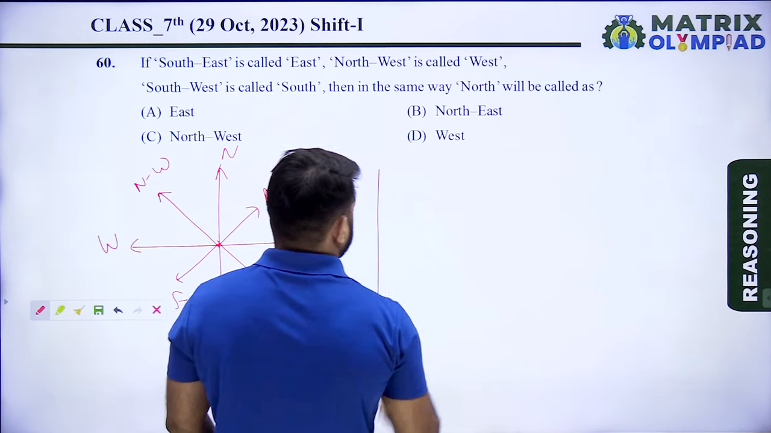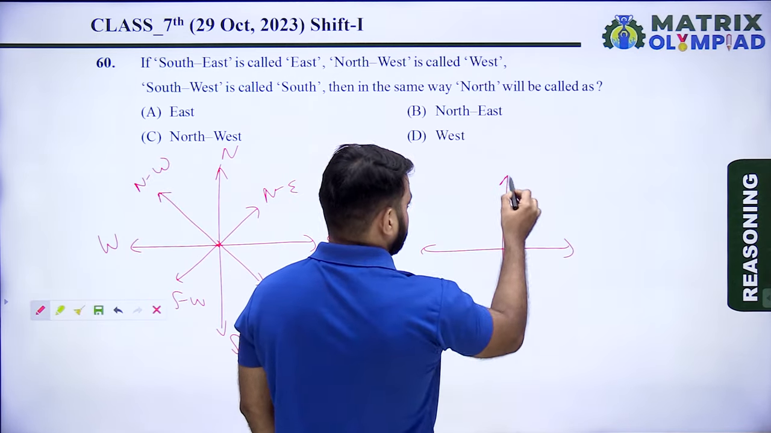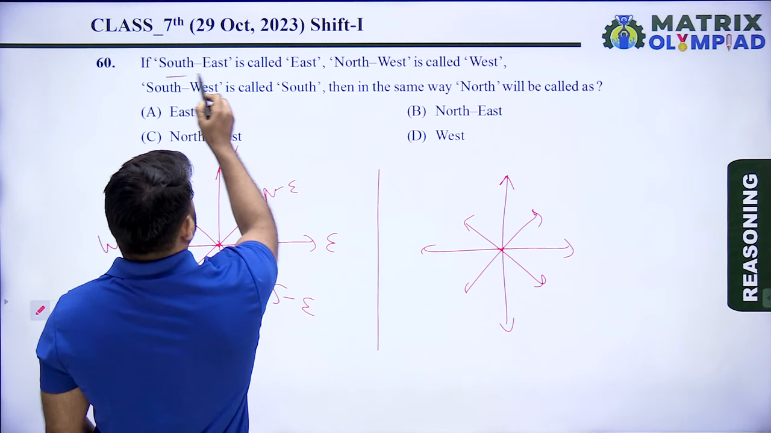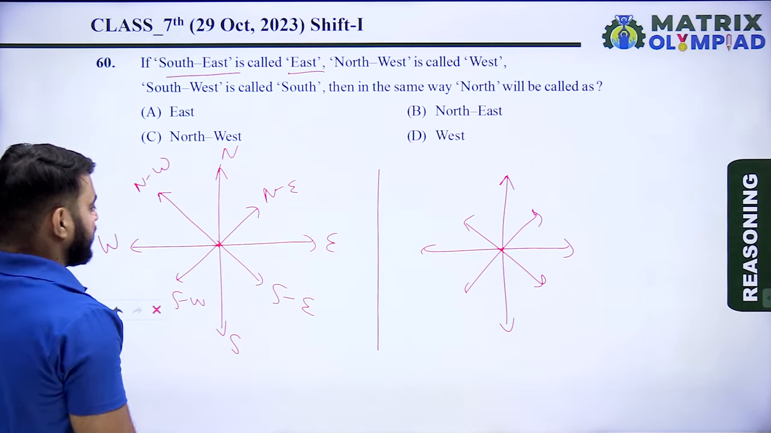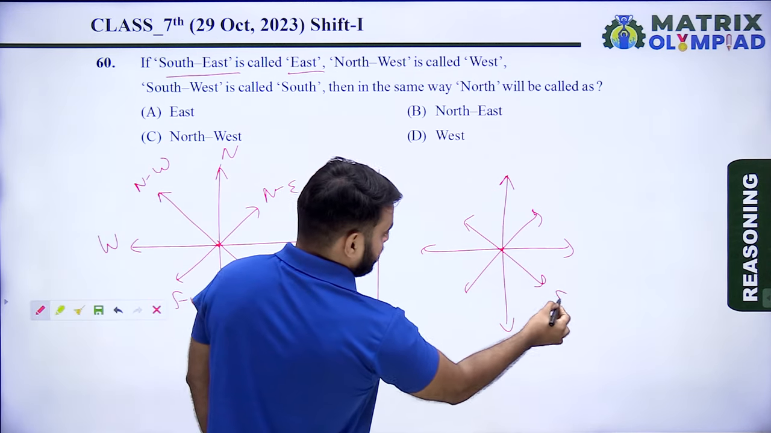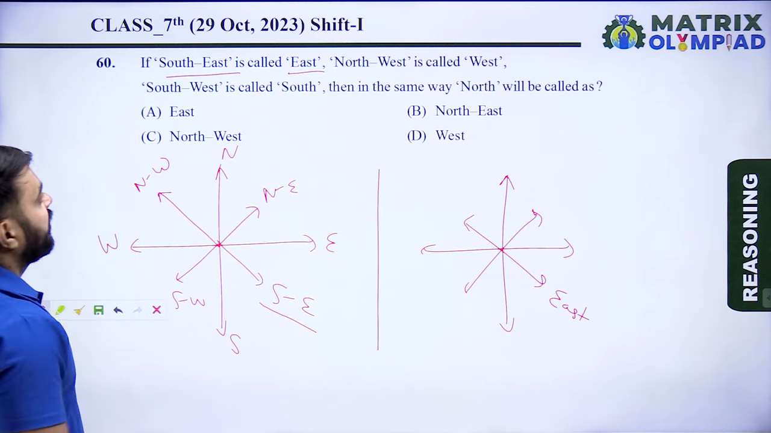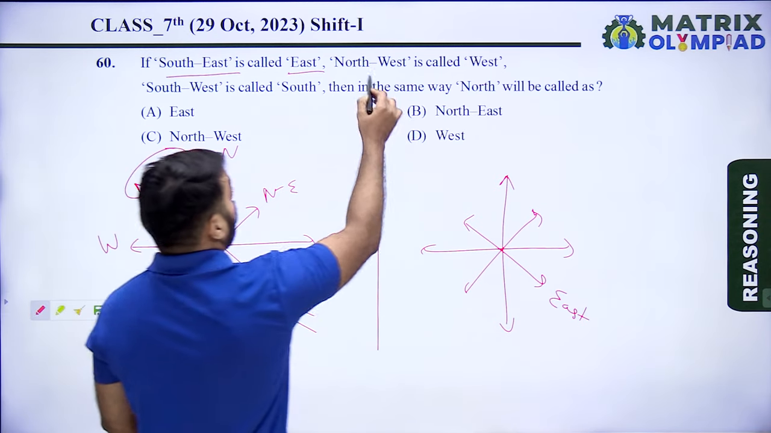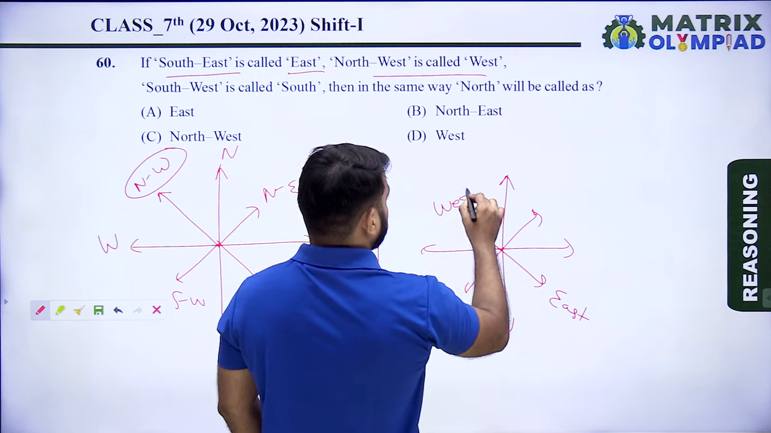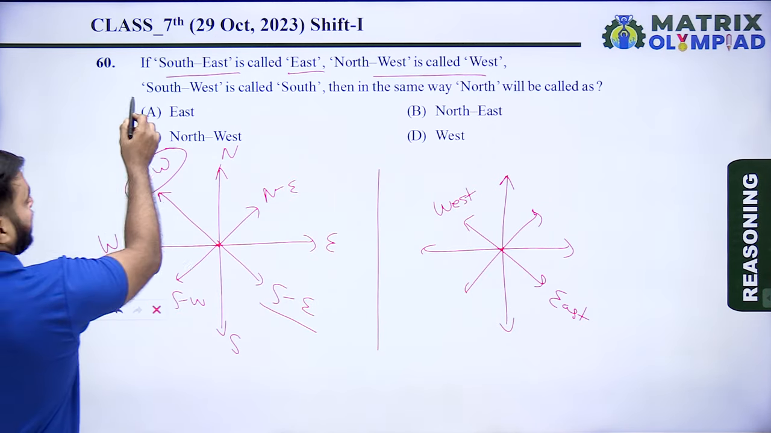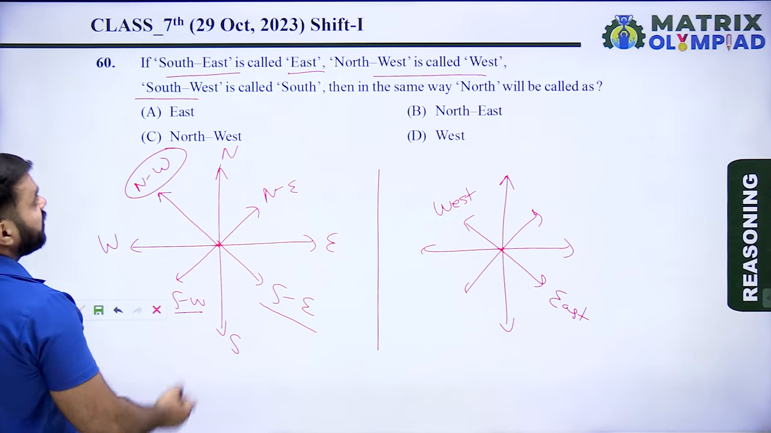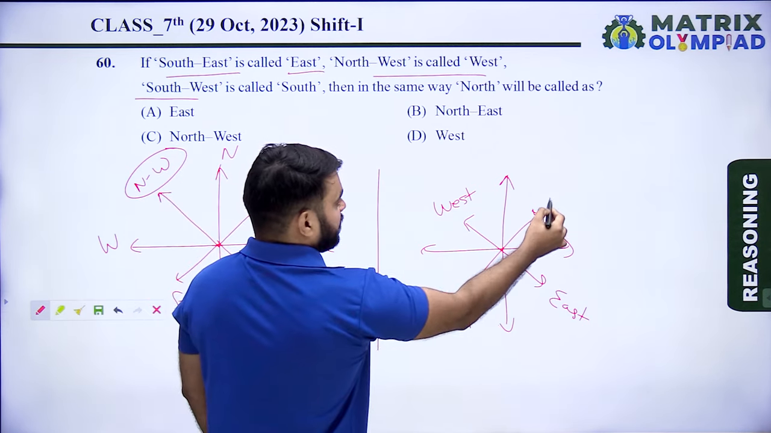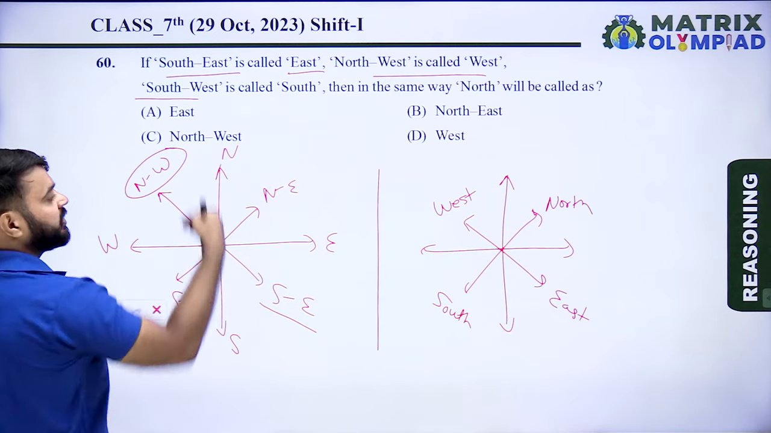According to the question, if southeast is called east, where is southeast? Southeast is called east, so this is the east direction. And northwest, where is northwest? Here is northwest. Northwest is called west. Now southwest, where is southwest? Southwest is called south. So this is the south. And the opposite of south is north.